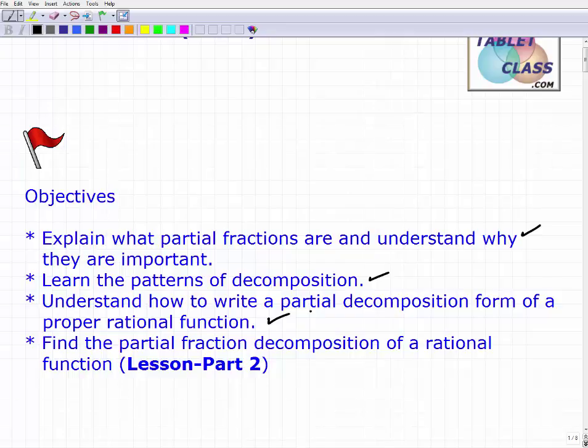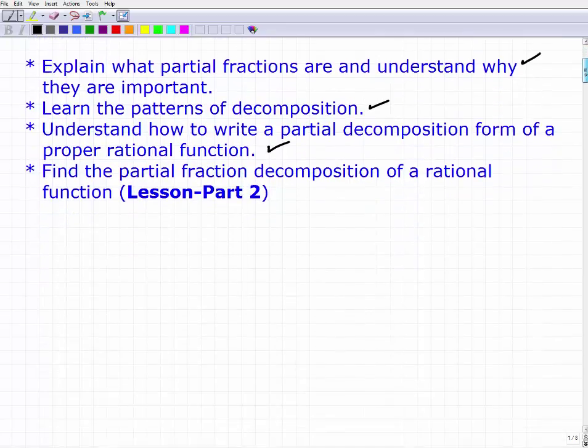And then lastly, we're going to actually find a partial fraction decomposition of a rational function. But we're going to do that in part two of the lesson, and this will complete the skills for this particular topic once we cover what we need to cover in part two. All right, so let's get to it. What's this all about?